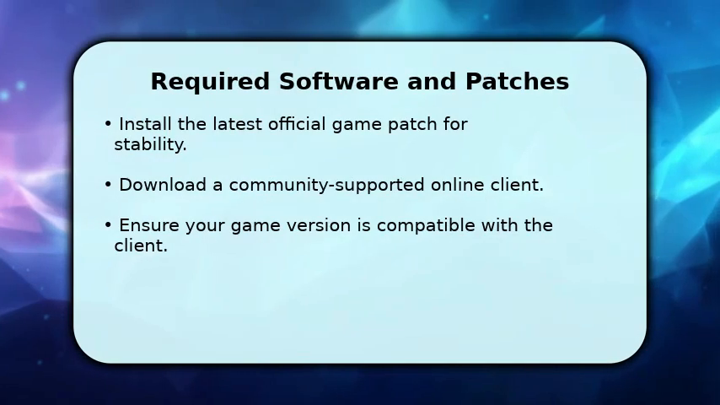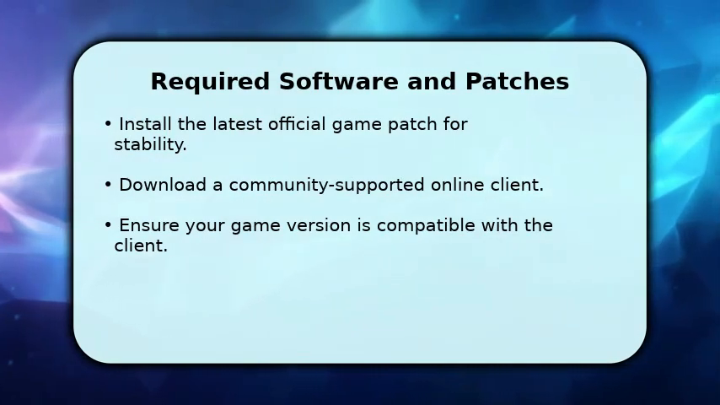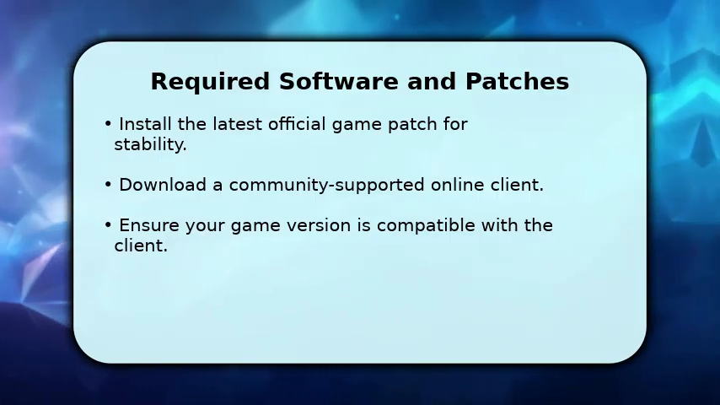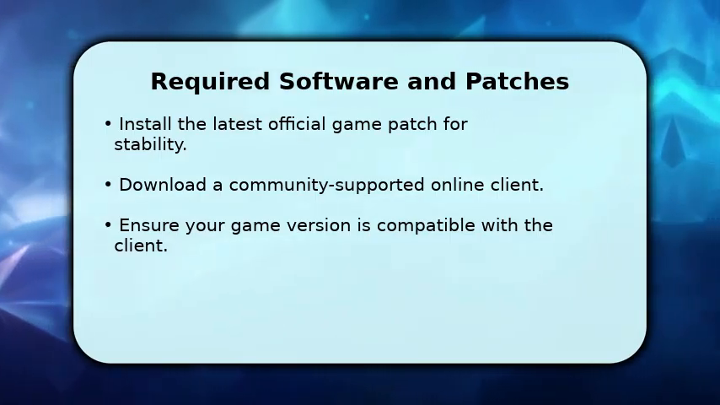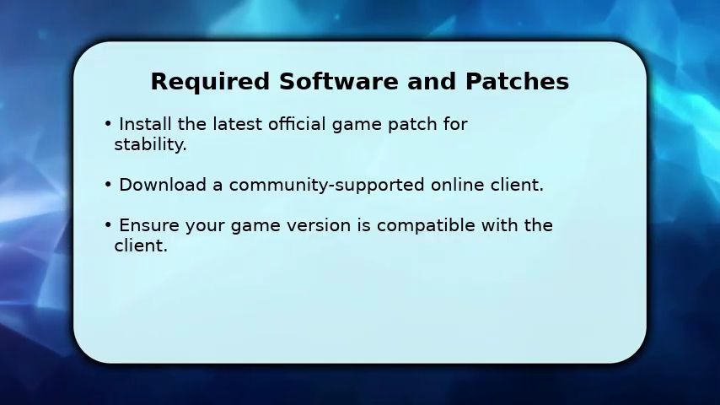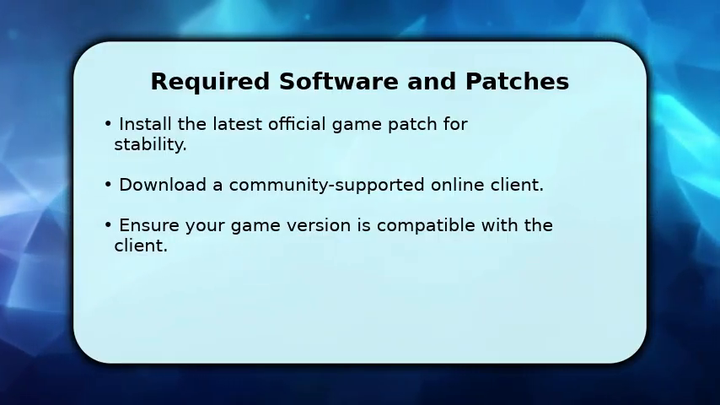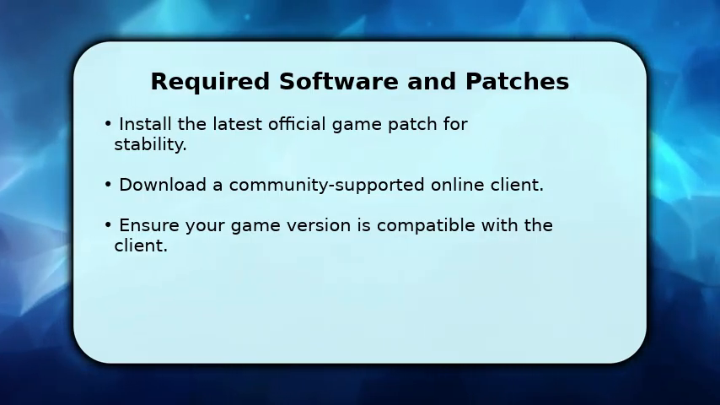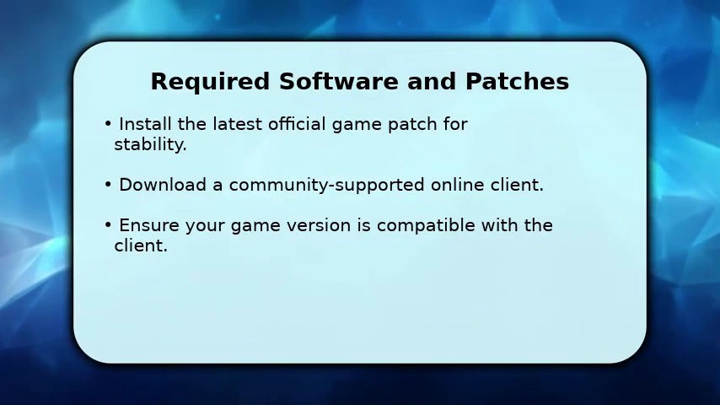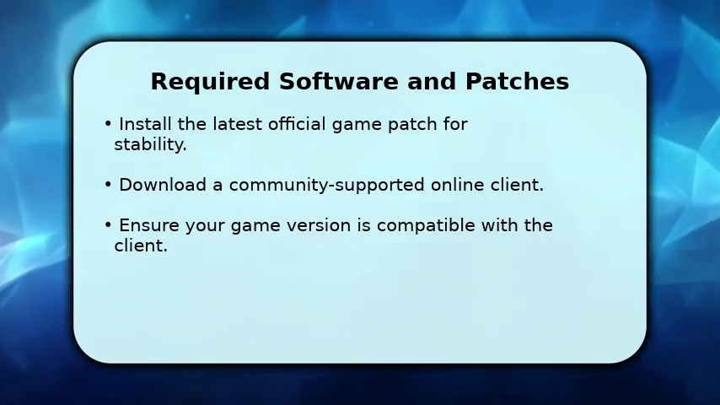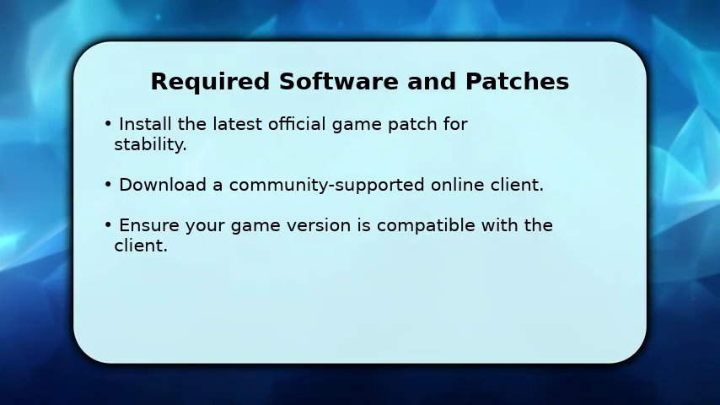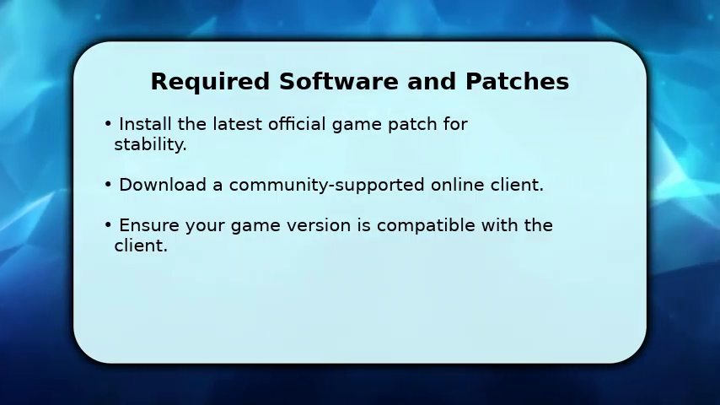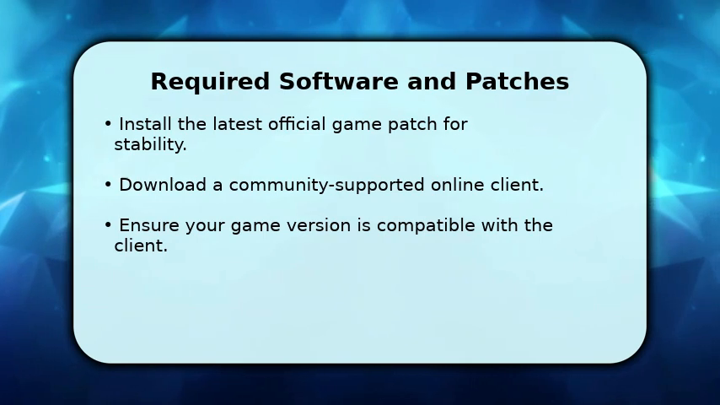To begin, ensure your Command & Conquer General's Zero Hour game is fully updated with the latest official patch. This patch addresses critical bugs and improves overall game stability. Following this, you will need to download a dedicated community online client, such as GenTool or Revora's C&C Online. These clients facilitate server connections and matchmaking, making online play possible. Always verify the client's compatibility with your game version for seamless integration.